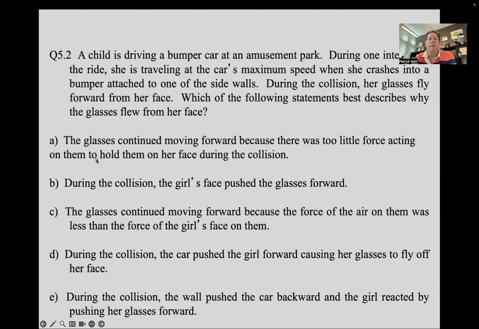A child is driving a bumper car at an amusement park. In that ride, she's traveling at the car's maximum speed when she crashes into a bumper attached to one of the sidewalls. During the collision, her glasses fly forward from her face. Which of the following statements best describes why the glasses flew from her face? So read through them all, give them all a good think. Which one of them makes sense in terms of Newton's first law of motion?